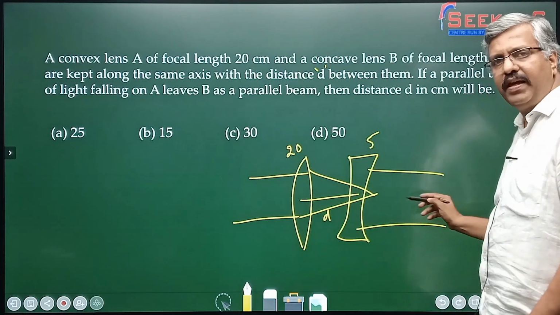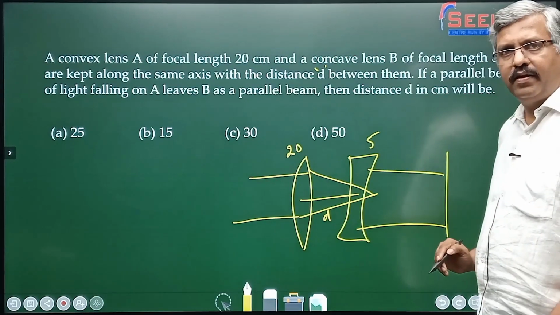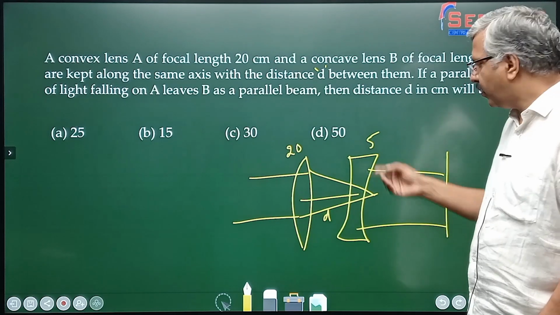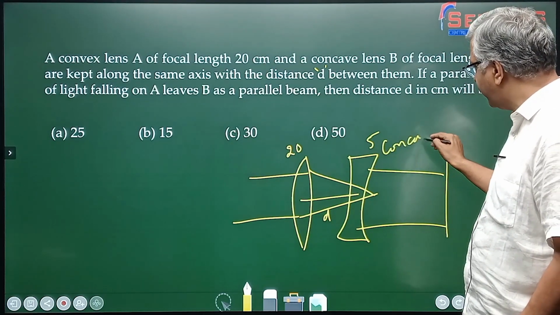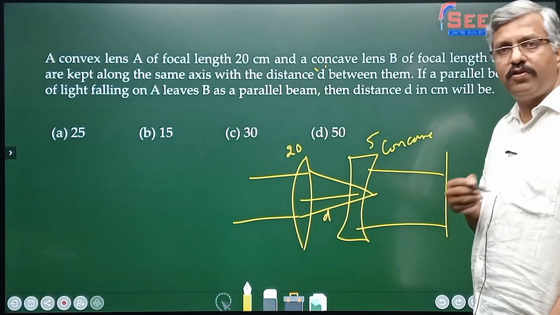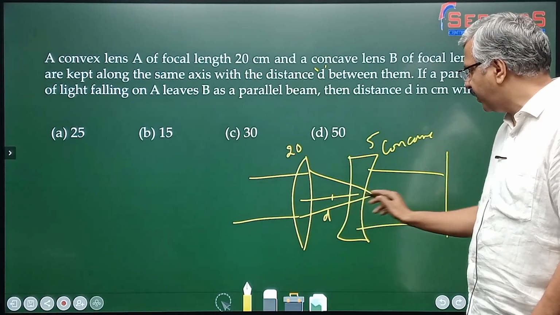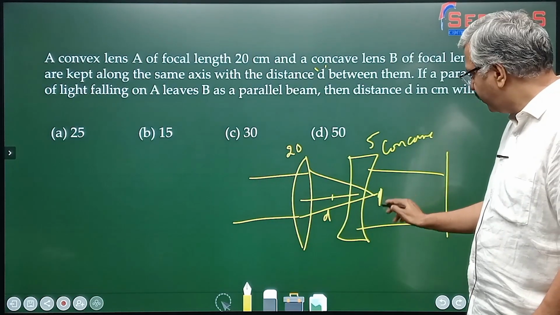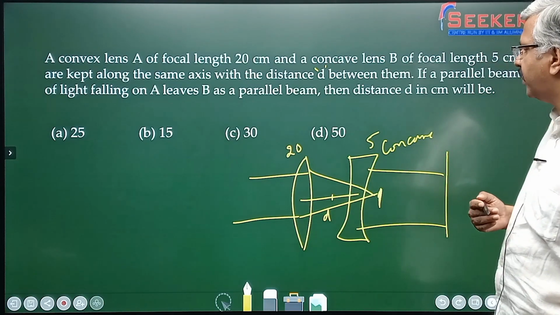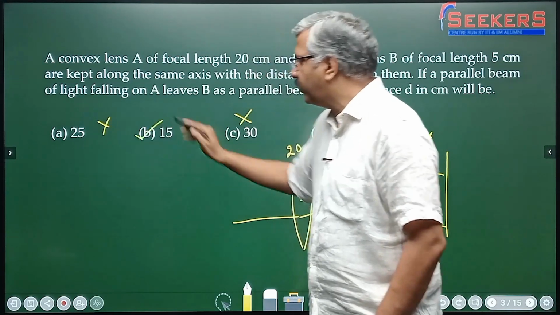If it emerges from B as a parallel beam, what we should understand is that the first image is formed on this side. A concave lens always gives a virtual image, but here a real image comes. So the object should be virtual, which means the object is on this side. The gap between the two lenses should be less than 20. So let us see which answers are less than 20. 50 is not possible, 30 is not possible, 25 is not possible, so only this one is the answer.